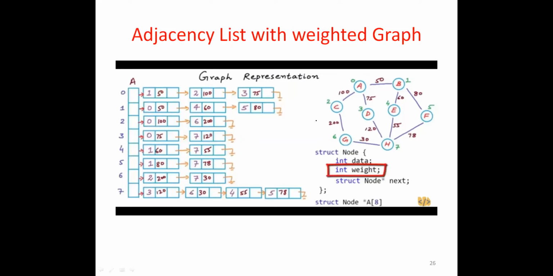So if you want to add weight, what will I do? I'll just include another data field, integer weight. Already I have only 2 fields, the data field and the next field. In addition to that, I want weight, so I'll simply add an integer weight. Simple. Okay.